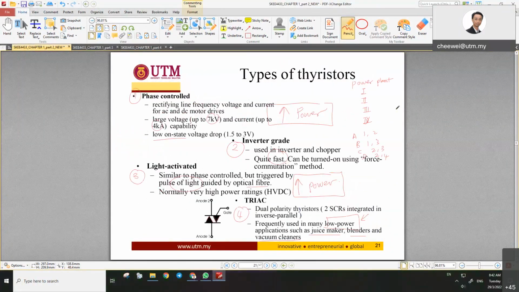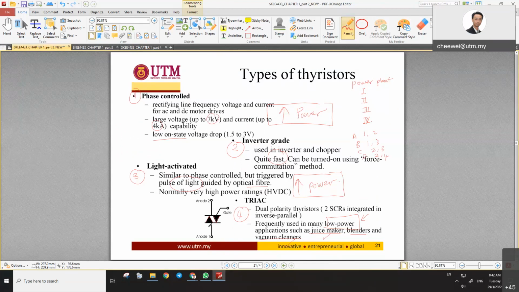Still remember this page? Let's have a look at number 4 here. Which one is the power device that we use here? Triac is the name. You use it in juice makers, blenders, vacuum cleaners, washing machines as well, in the picture just now. Okay. Triac. Please remember how to draw the symbol of triac as well, okay?